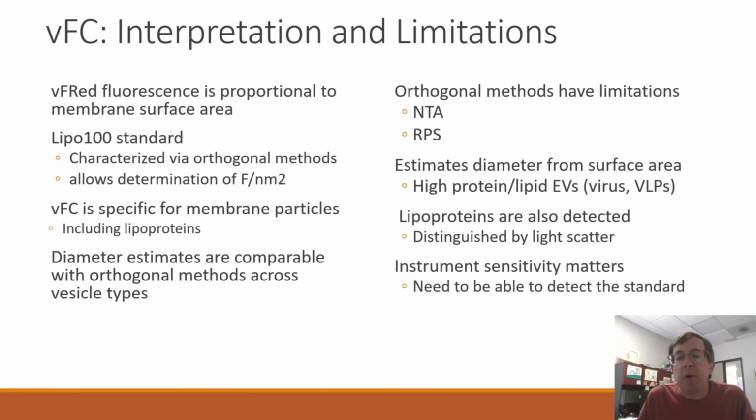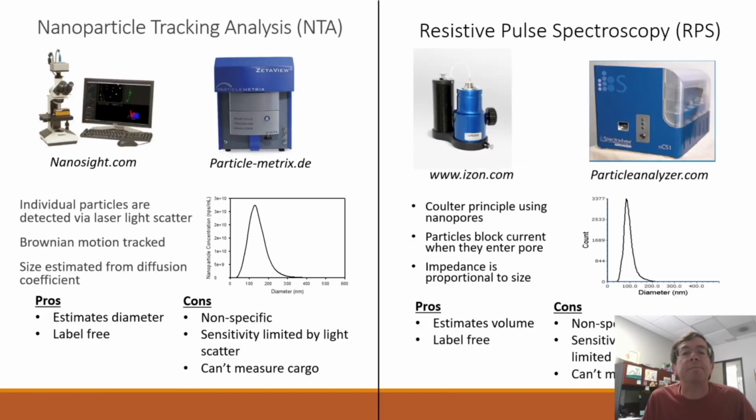In those cases, one would simply use a preparation of virus or VLPs as the size standard. Lipoproteins are also detected, but as we, I think, heard earlier, these can often be distinguished by their distinctive light scatter. And finally, the instrument sensitivity does matter. If you can't detect the standard, it's going to be very difficult to estimate the size.